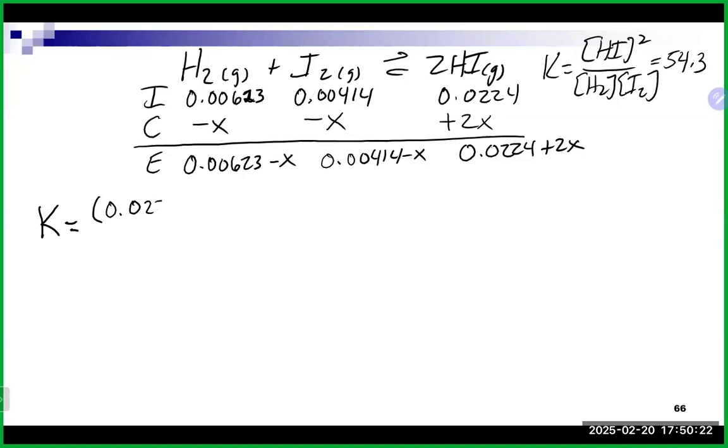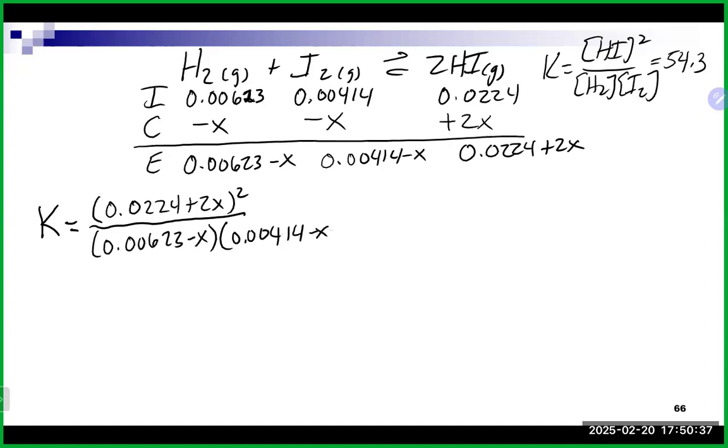0.0224 plus 2x, that's going to be squared, divided by 0.00623 minus x times 0.00414 minus x, and that is going to equal 54.3.